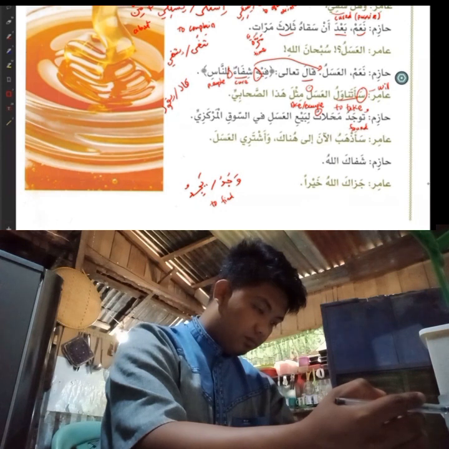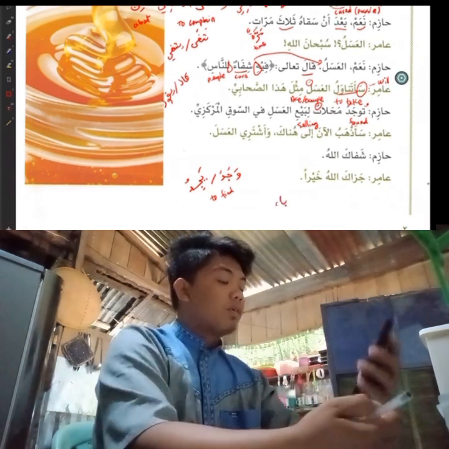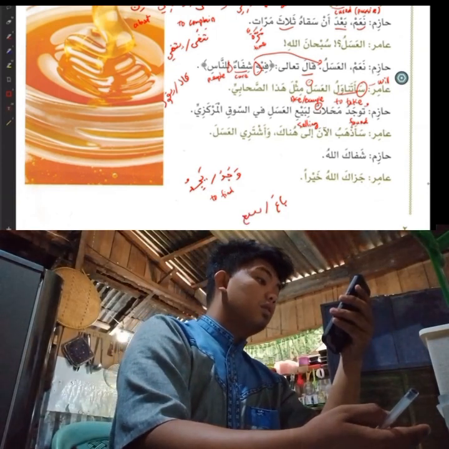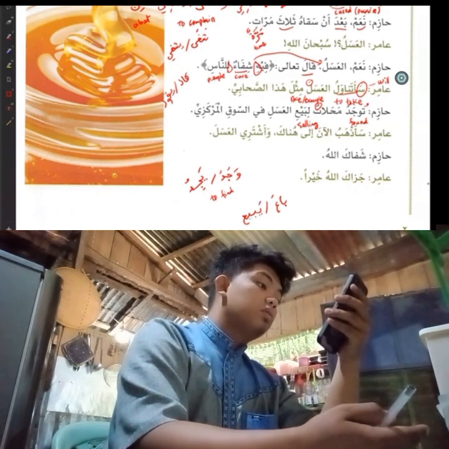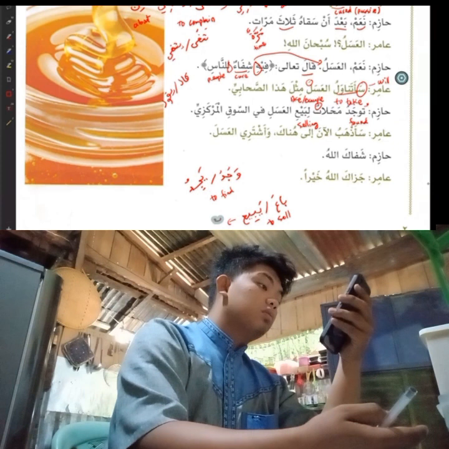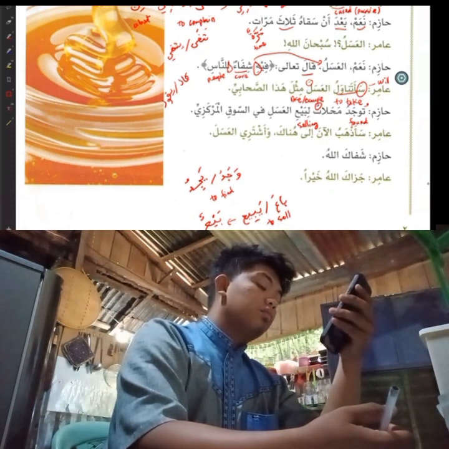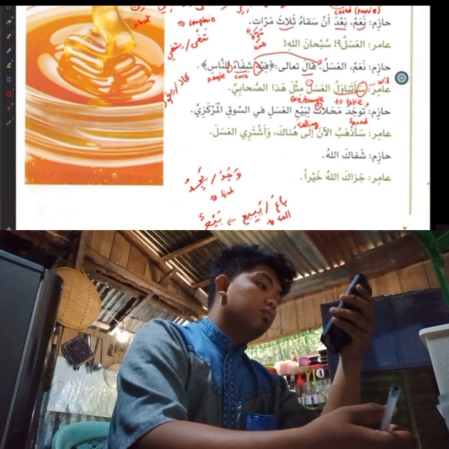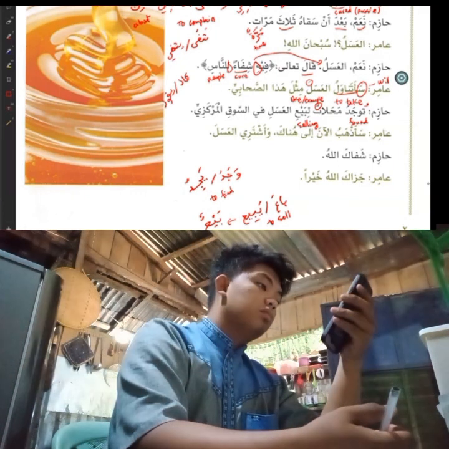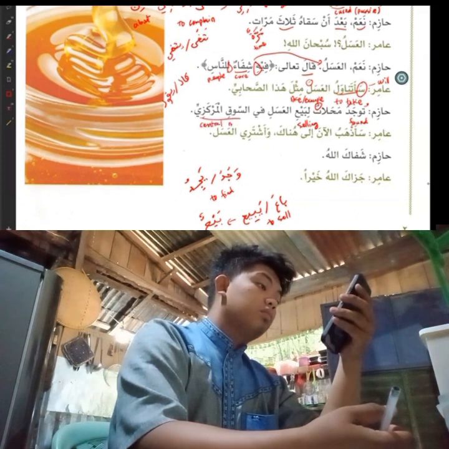Li is for, bai'i. Bai is selling. So basically, it's the verbal noun for the word ba'a, yabi'u, to sell. And its verbal noun is bay'un. So it's saying that there are stores selling honey fi souk al-markazi. Souk is market. Markazi is like central, so it's the central market. Okay.